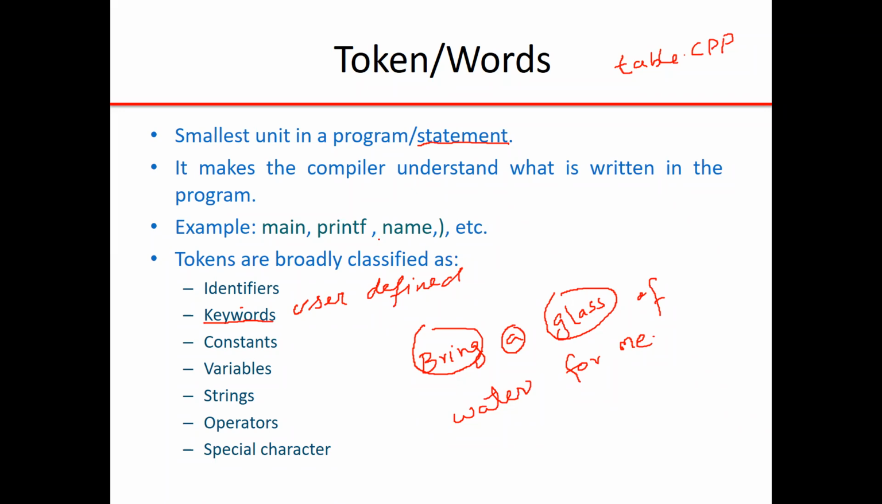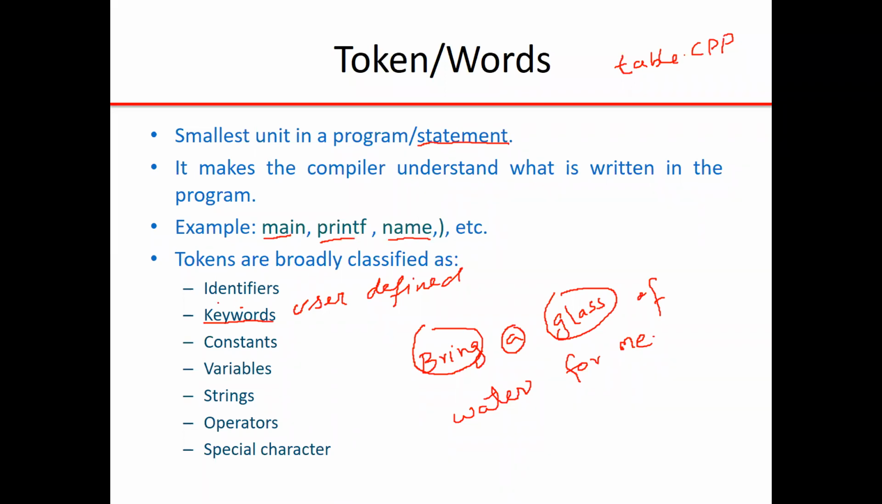I'm just concluding this slide. Characters are combined to make the words. Words can be user defined words. Words can be reserved words. Words are combined to make sentences. A complete sentence in a C program is called a statement. These are some words, like main is a reserved word. Printf is a reserved word. And here the name is also a reserved word.